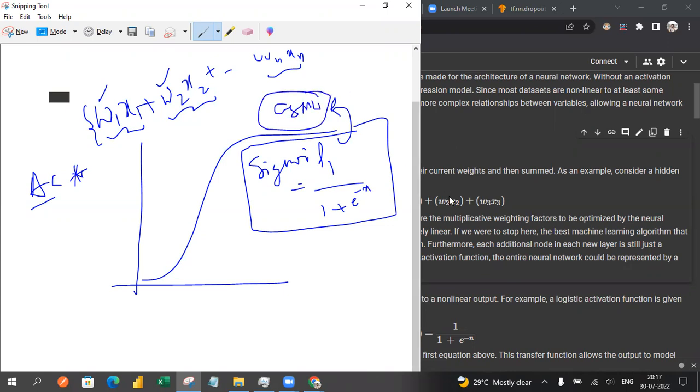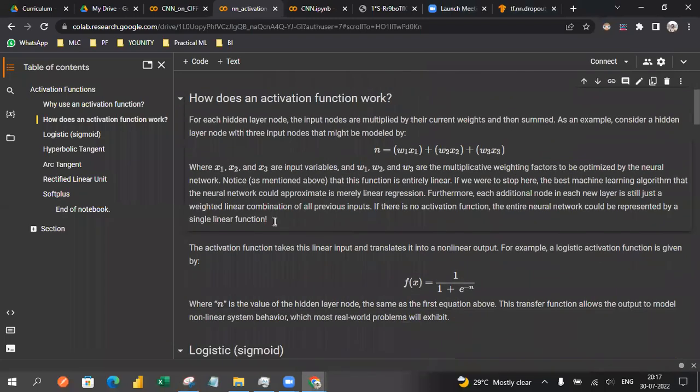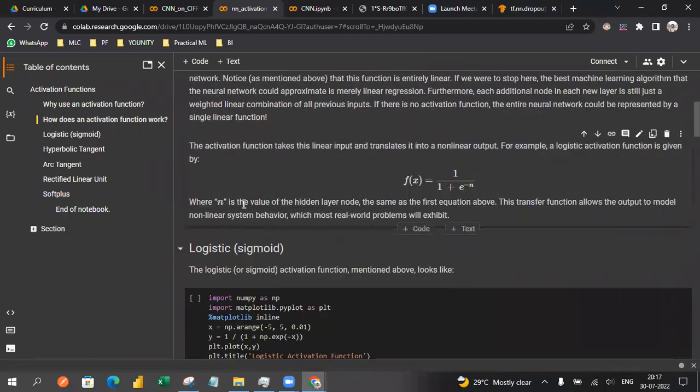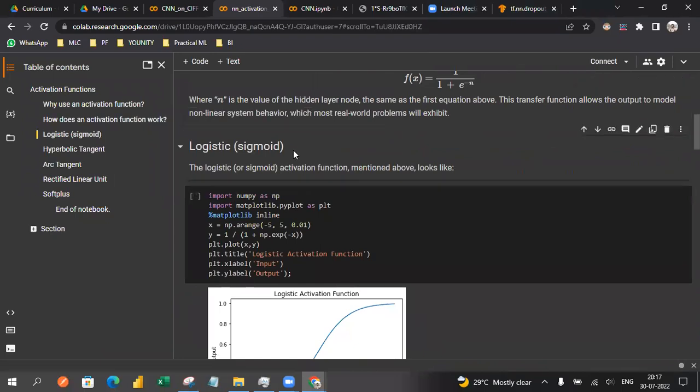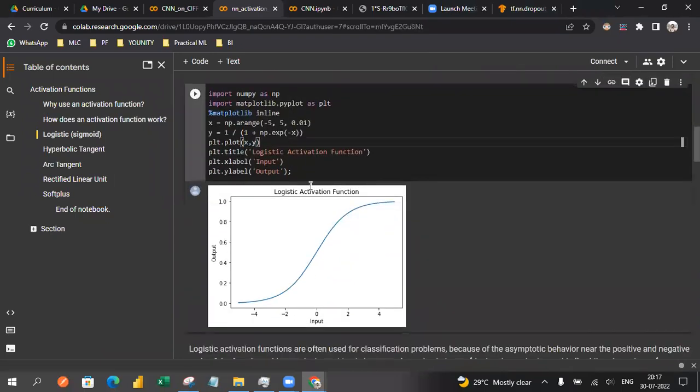So in this notebook, we're going to see how the sigmoid function is helpful, and what the different advantages of the sigmoid function are. The sigmoid function lies between zero and one. It gives a probabilistic interpretation between your weights and the input results.